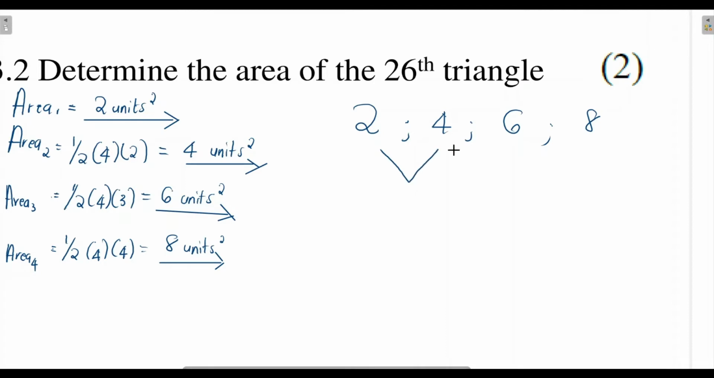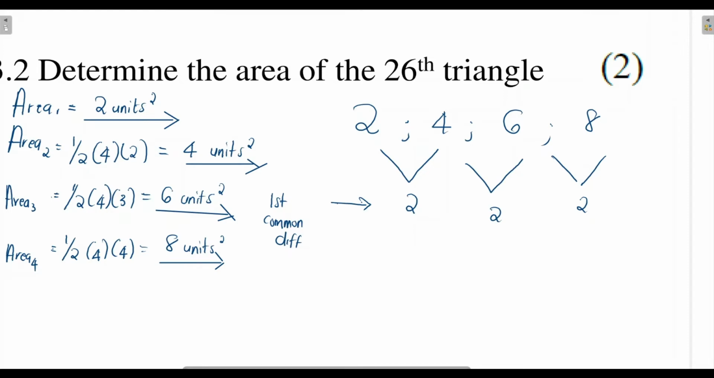So 4 minus 2 is 2. 6 minus 4 is 2, and 8 minus 6 is 2. So already here, guys, we can see that we've got a first common difference, right? And if you've got a first common difference, that tells us that we are dealing with an arithmetic sequence, right?